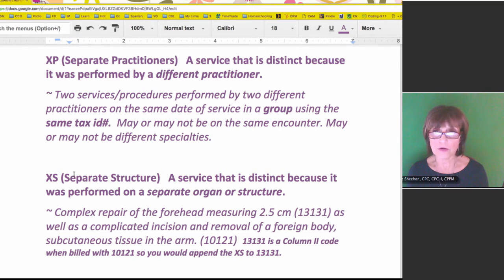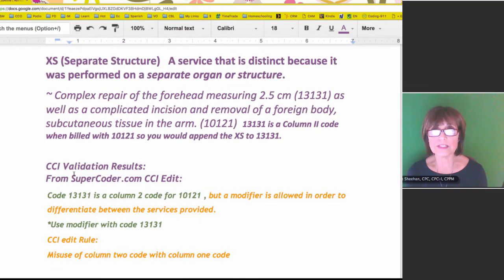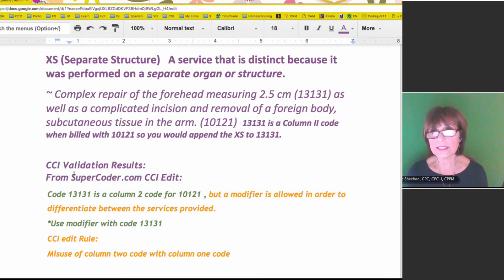XS is a separate structure, which is pretty self-explanatory, and that is a service that is distinct because it was performed on a separate organ or structure. As an example, a complex repair of the forehead measuring 2.5 centimeters, as well as a complicated incision and removal of a foreign body subcutaneous tissue in the arm.